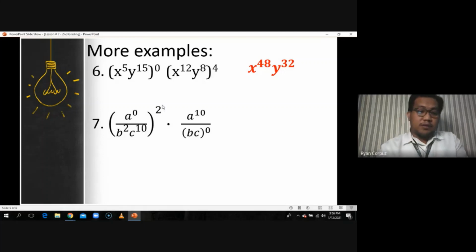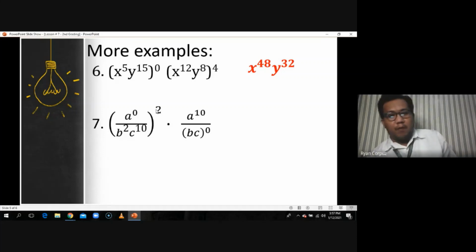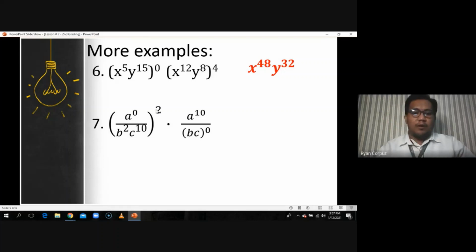Since it was raised to an exponent outside, with the application of the power of a quotient rule, the power of a product rule, as well as the power rule, we can simplify the expression. So, we just have 1 here.